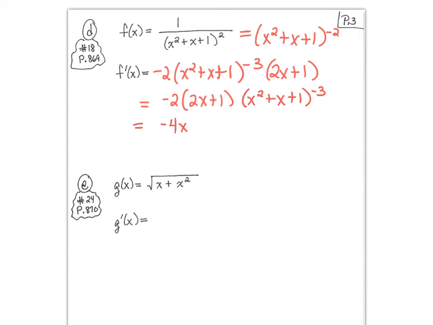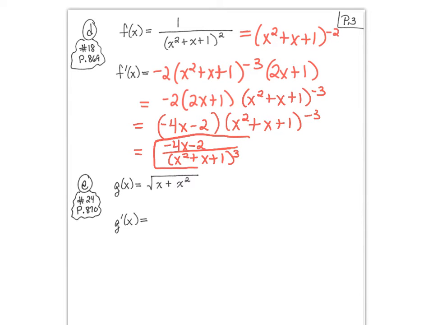So you have negative 4x minus 2, that quantity, times the quantity x squared plus x plus 1 raised to the negative third. Okay, so what did you do from here? When you just have it be the quantity negative four x minus two over the quantity x squared plus x plus one to the third. Yes, very good. That's your final answer.